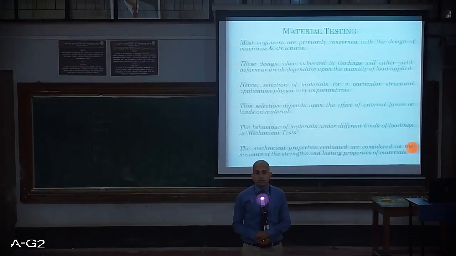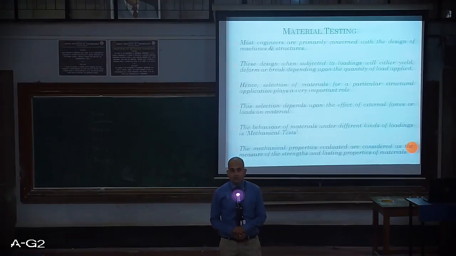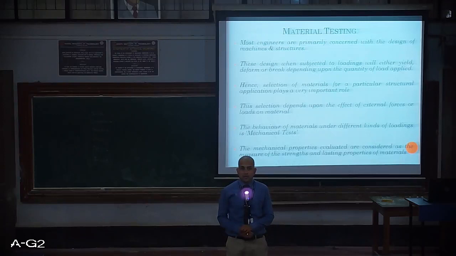And again, we discussed the different types of cast iron, that is gray cast iron, spherical graphite iron, white cast iron, malleable cast iron. Then non-ferrous metals like aluminum and copper were discussed in the last class. And in today's class, we will be discussing the third part of unit number 4, that is material testing.